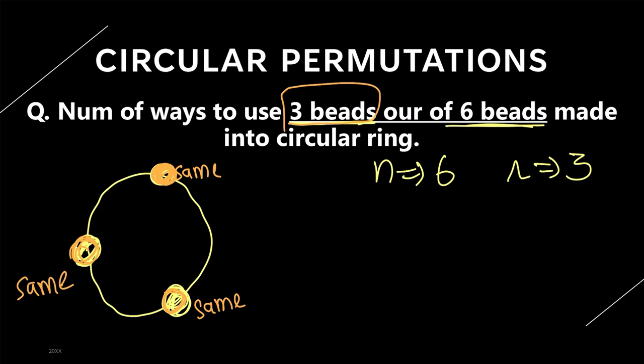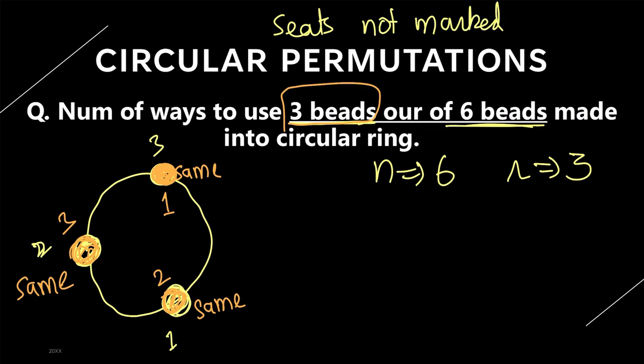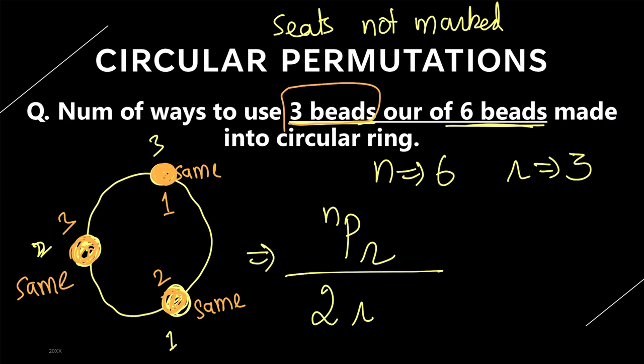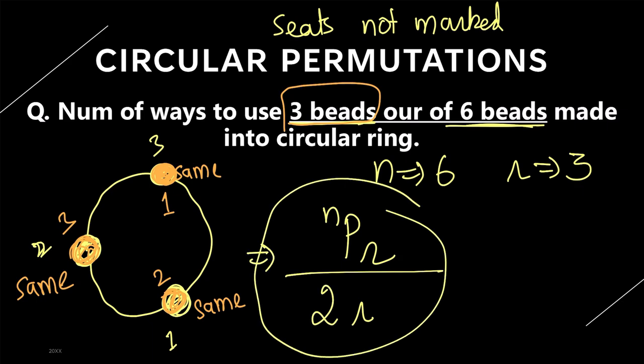Look at your ring. Suppose there are 3 stones on a ring, right? One here, one here, and one here. Does it matter to you which position the stone is taking? No. If we call this position number 1, 2 or 3, we can also call this position 1, 2 or 3, right? So their position does not matter. So this means seats are not marked. When the seats are not marked, the formula is nPr divided by r into 2. So this is the formula you can use in this case, right?